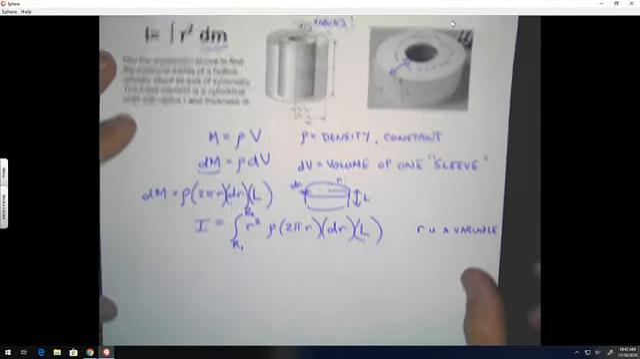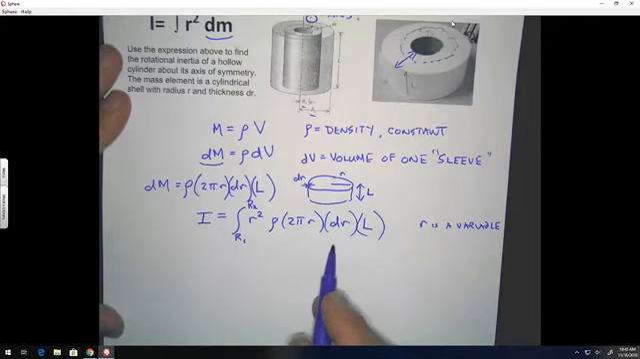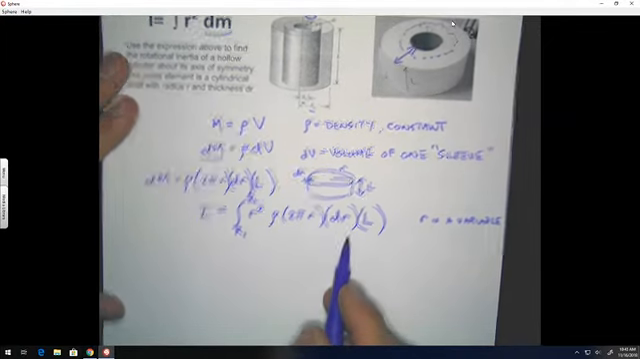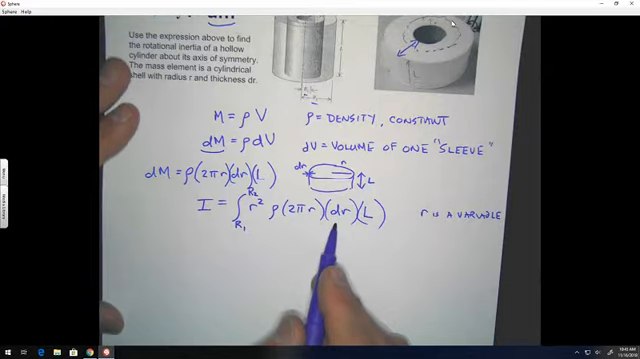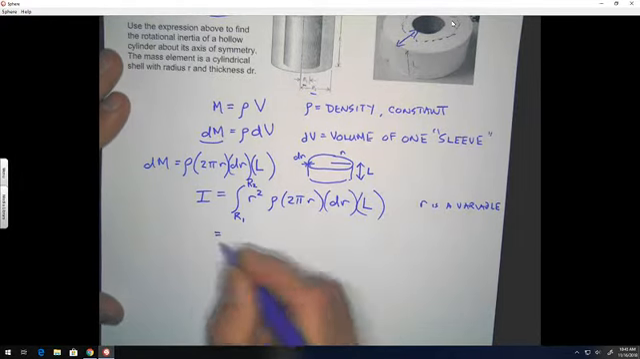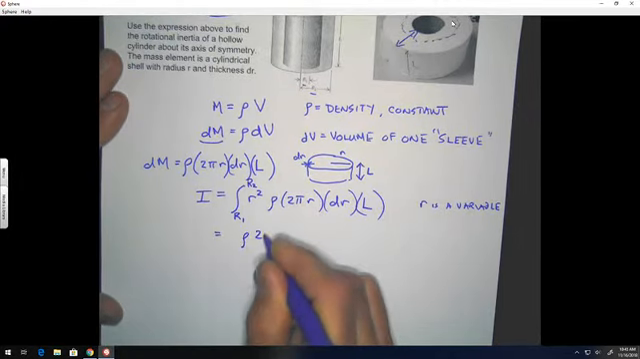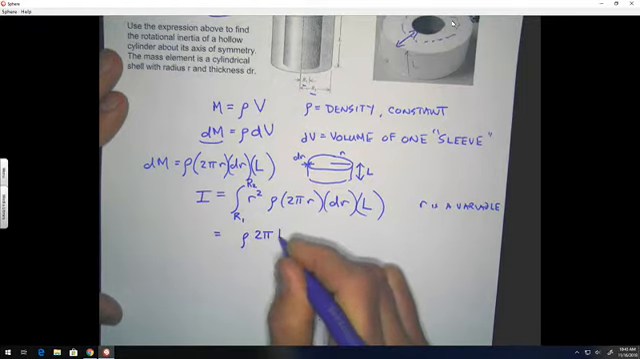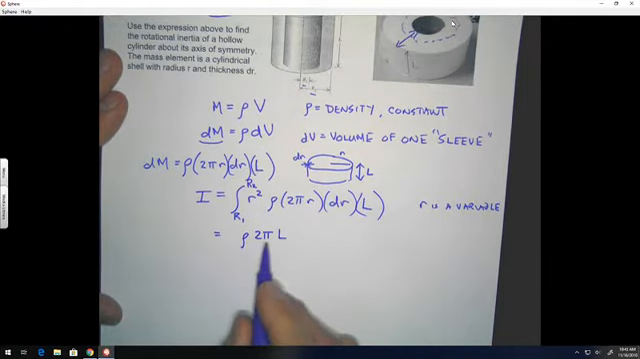So what we have now is an integral which is not difficult to solve, and the variable of integration is r. So let's proceed. I'm going to take all the constants out. So rho, 2 pi, L.